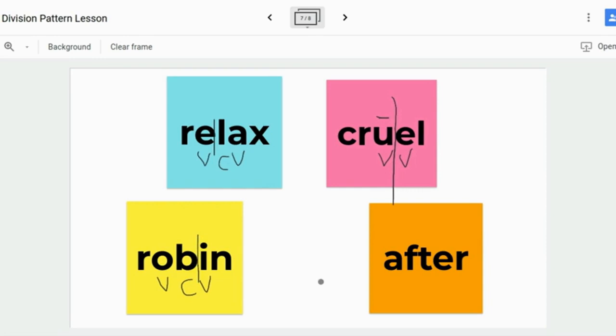And then our last word in orange, I will label my vowels and the consonants that come in between. It's a VCCV word. So we know that we're going to divide it between the two consonants. So we would have af-ter.